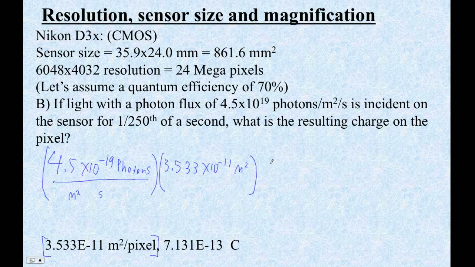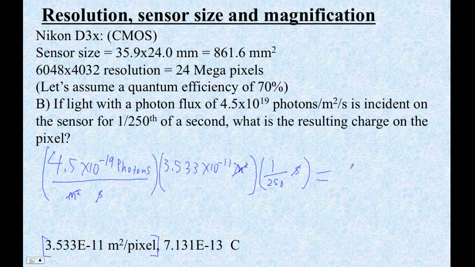Then we're going to multiply by 250th of a second, right? Okay, what do we have now? Let's see, square meters go the way of the bison, right? Seconds go the way of the bison. I guess we're going to get photons. That's what we're going to get. And let's assume that it's 100%, 70%. Oh dear. Now we're in trouble. We've got to assume it's 70% efficient.